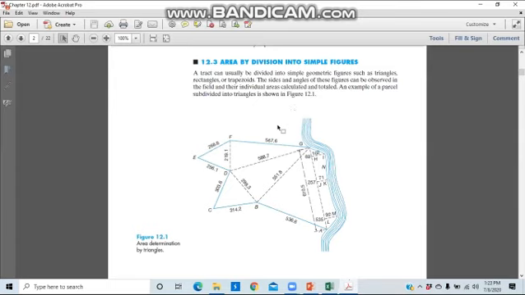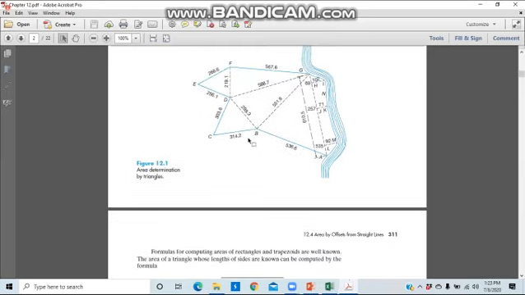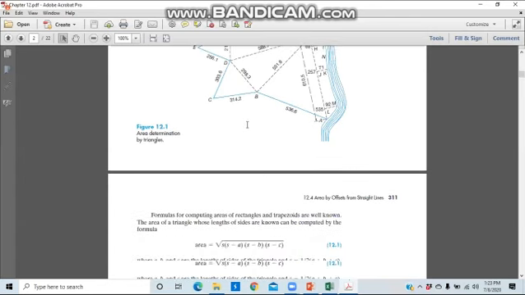And then by field observation using the instruments, we can measure the length of the sides, we can measure the internal angles, whatever is necessary to do your calculation. And then you will calculate the area of all those individual shapes and then add them together. And that's the simplest method of area by division into simple figures, right? So this has shown that method.